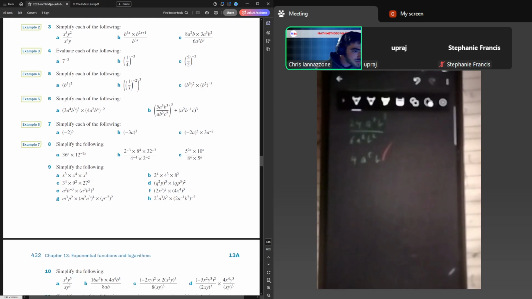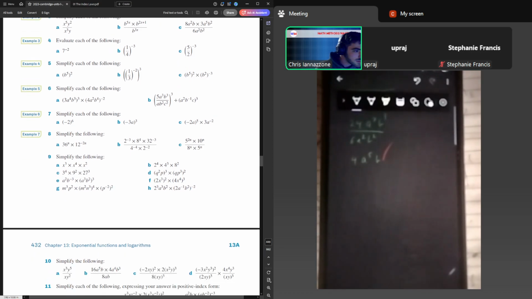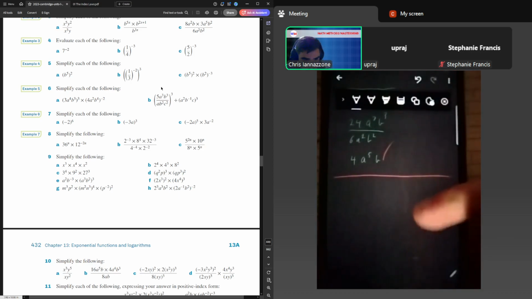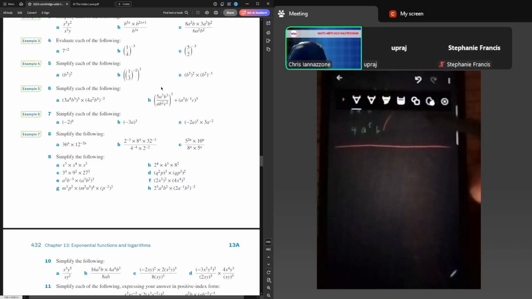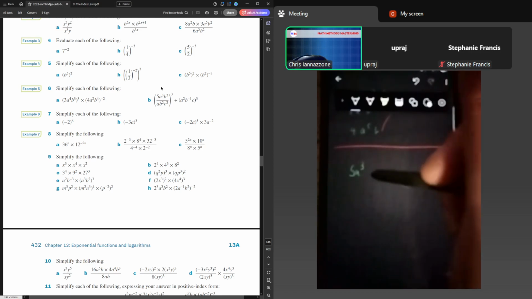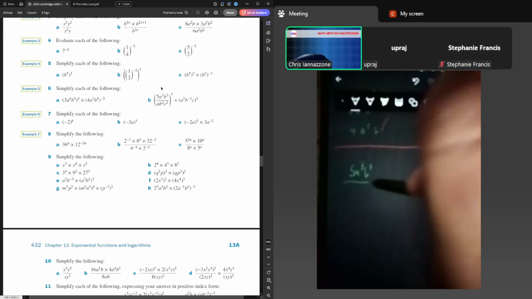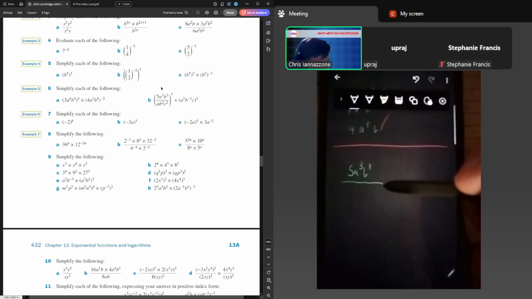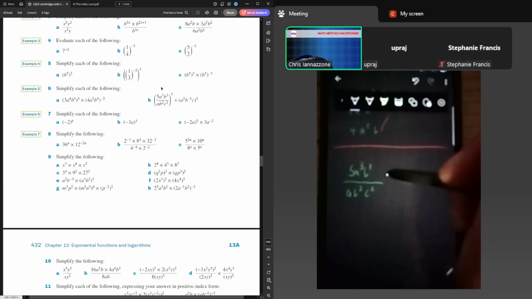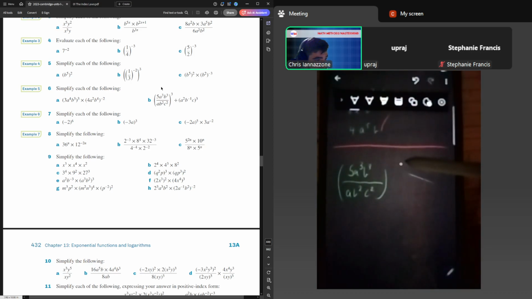Let's see, what else have we got? It's a bit more complicated. Yeah, we'll kick it up to 6b. Why not? Let's have a look at what's going on in there. So we've got 5a cubed b cubed over ab squared c squared. All of that is raised to a power of 3.